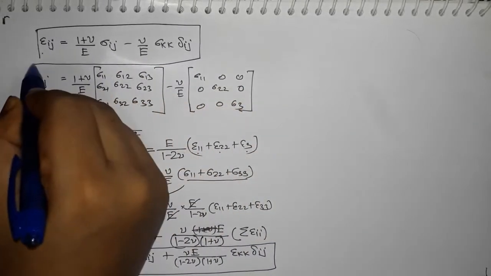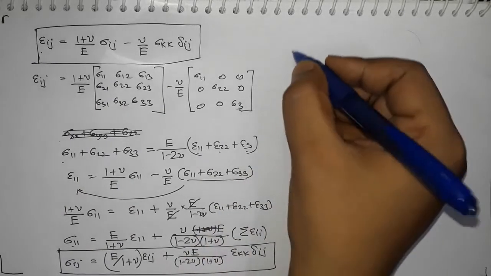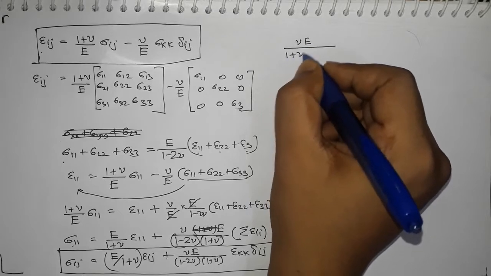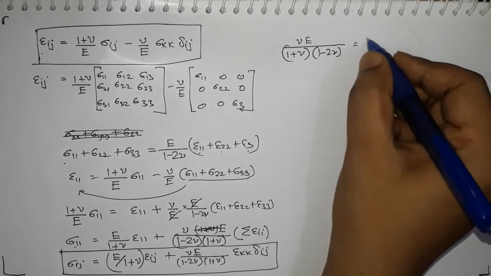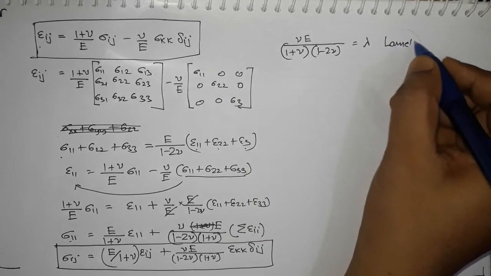and this was strain from stress. Okay, so the term mu E divided by 1 plus mu into 1 minus 2 mu is denoted by lambda, and it's Lame's constant.